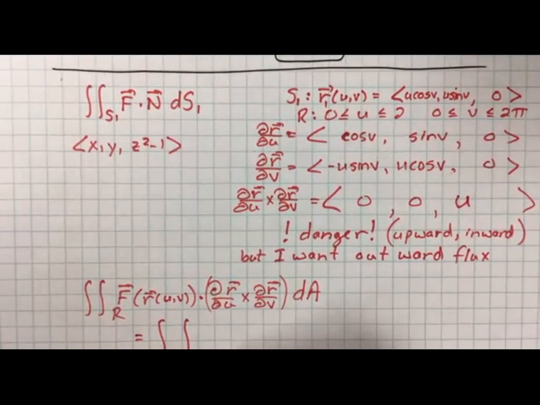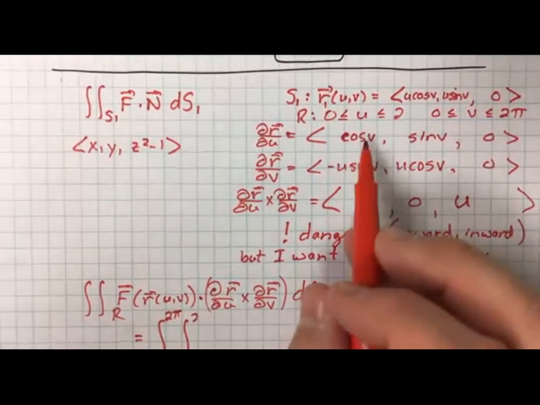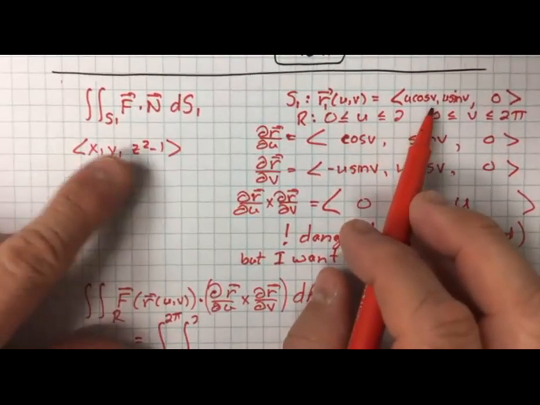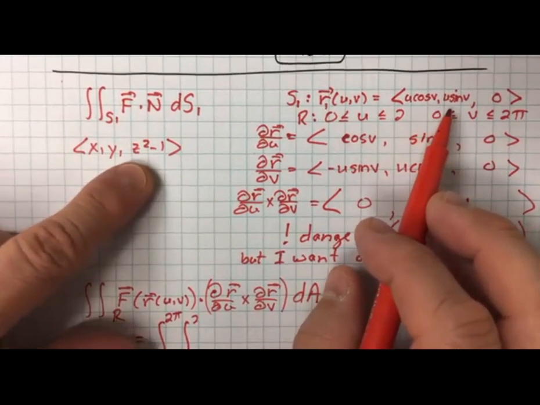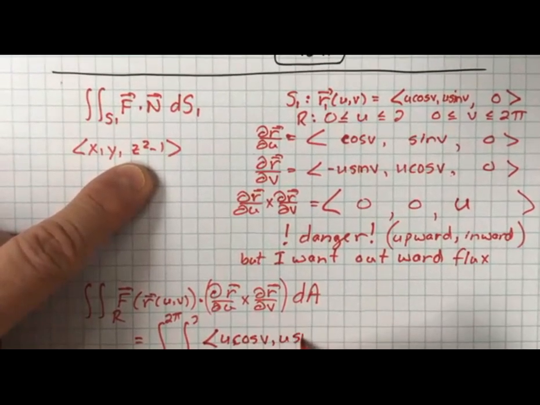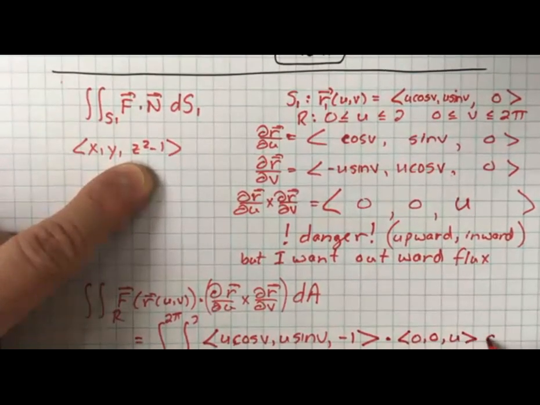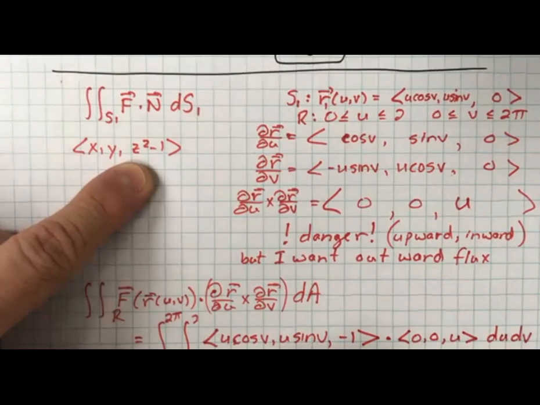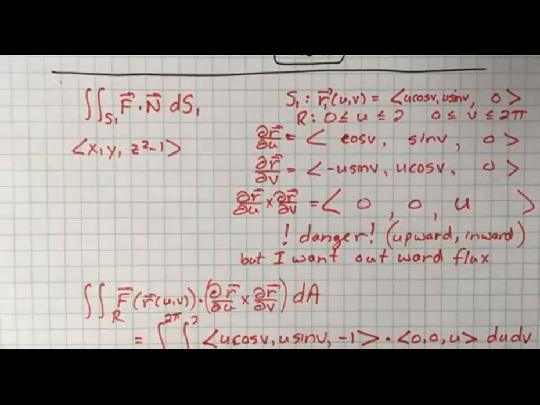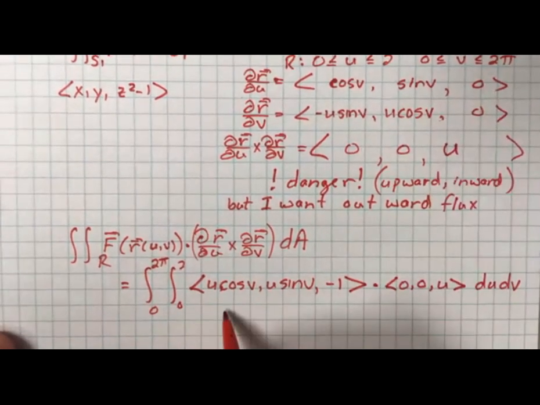And so let's go du dv, 0 to 2 pi, 0 to 2. And this field, take this parameterization and plug into the field, what I get is u cos v, u sin v, and minus one. And I'm dotting that with 0, 0, and u. And I selected the order du, dv. dv was the angle representation, 0 to 2 pi. u was the radius representation, 0 to 2. And this is not a burdensome integral after I've set up the machinery of the parameterization.